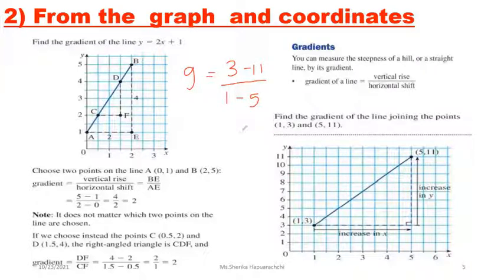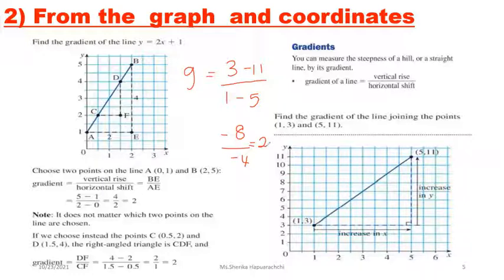So 3 minus 11 means it's 8, and it is negative 8. And here I'm getting negative 4. So negative 8 divided by negative 4, I'm getting the value as 2. So remember, this is how you're going to find it for the exam.